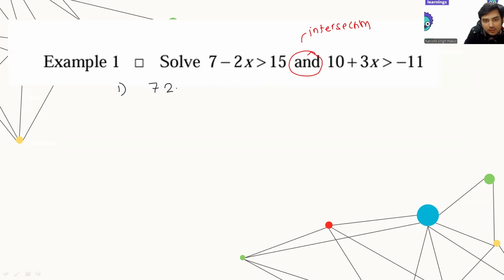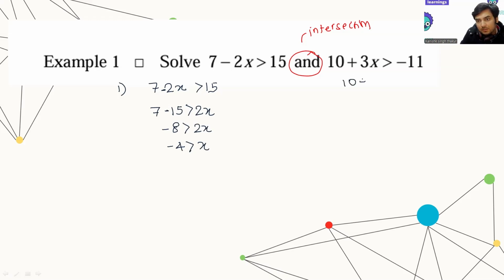7 take away 2x greater than 15. So 7 minus 15 is greater than 2x, which is minus 8 greater than 2x. So minus 4 is greater than x, that is x is lesser than minus 4. Same way, 10 plus 3x is greater than minus 11. So 3x is greater than minus 11 minus 10. So 3x is greater than minus 21. x is greater than minus 7.